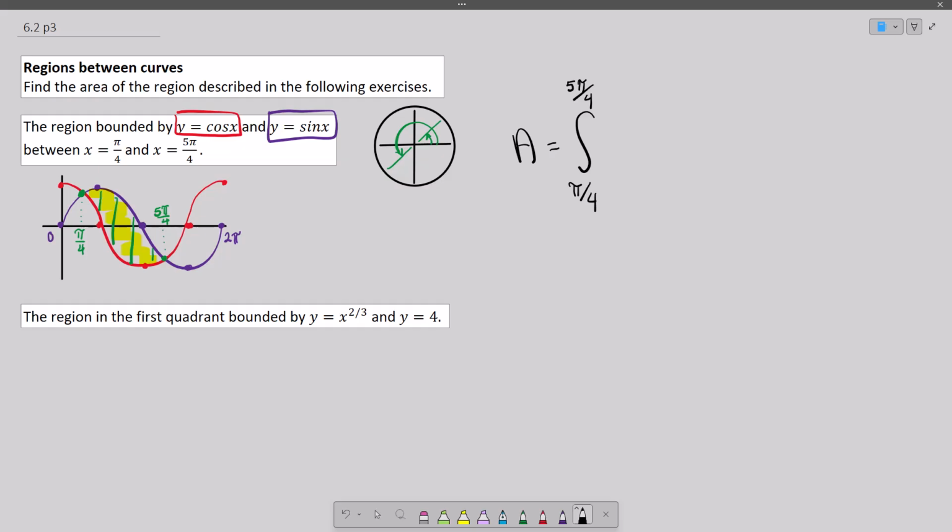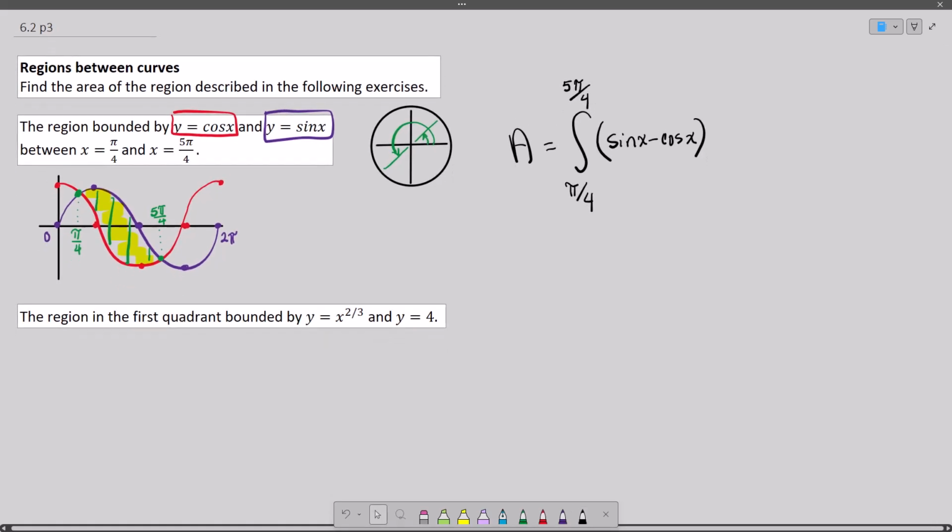A vertical distance is always upper curve minus lower curve. Upper curve is purple, lower curve is red. So we are going to have sine minus cosine. So this is representing the height of the rectangle right there. The width of the rectangle is represented by the dx. So inside here we have height times width. There's the area of a rectangle, and we're going to sum them all up to get the area of the region.